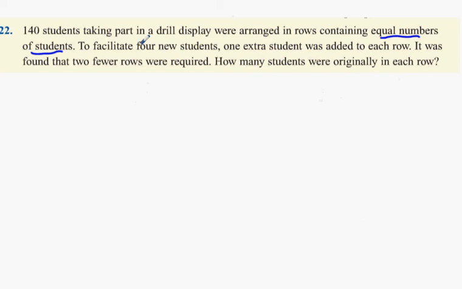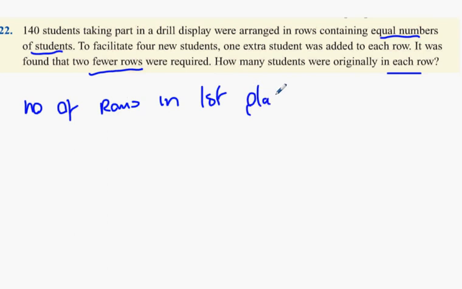So, now here's what happens next. 1 extra student was added to each row. 1 extra student means that it's going to be x plus 1. If I have an extra student per row, does that mean more rows or less rows? 140 divided by x plus 1. Which number is bigger, guys? X or x plus 1? X plus 1.